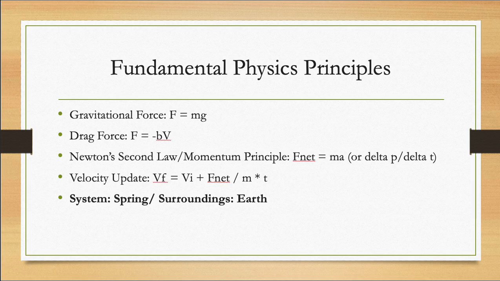We've also got the velocity update and position update formulas. The final velocity is equal to initial velocity plus the net force divided by mass times time. The position update formula is the final position is equal to initial position plus the average velocity times time. In our experiment, our system is a spring, and our surroundings are the earth.